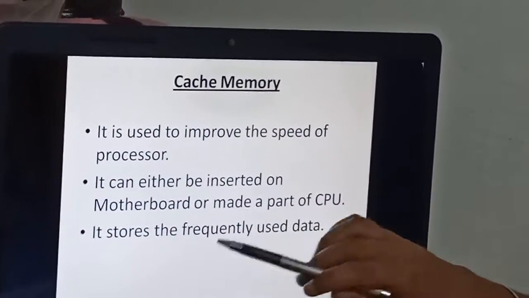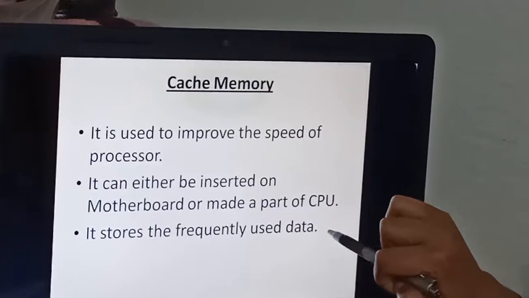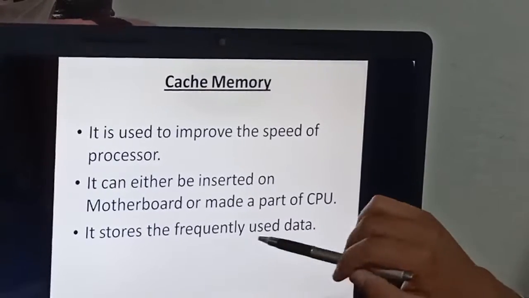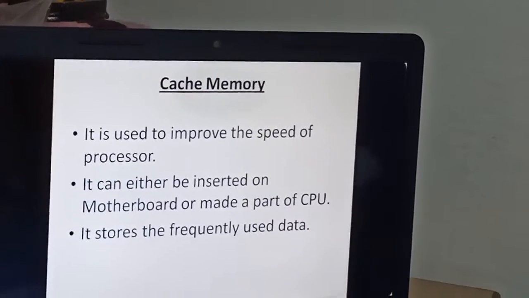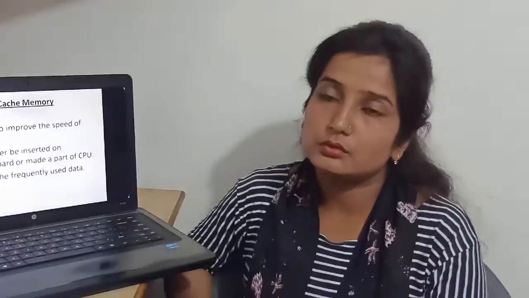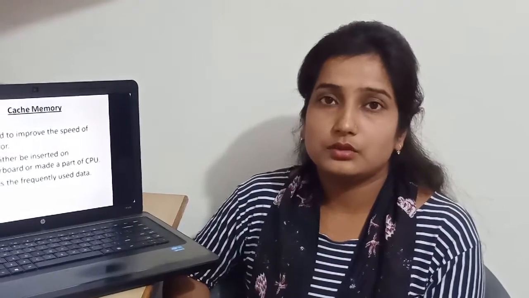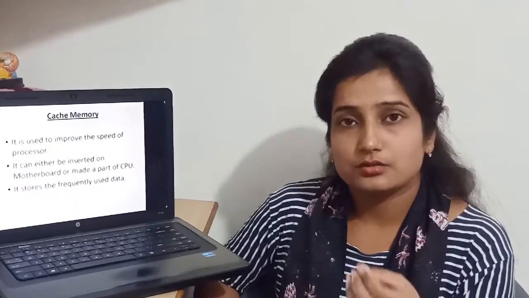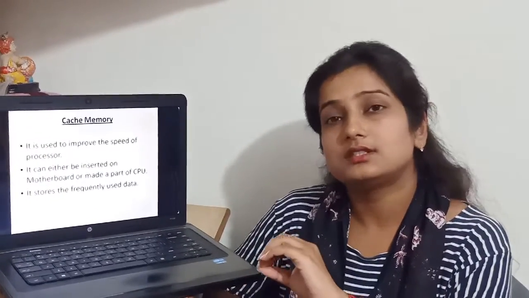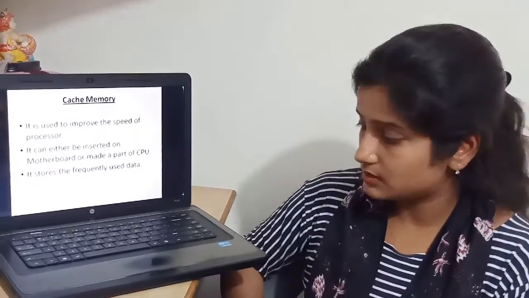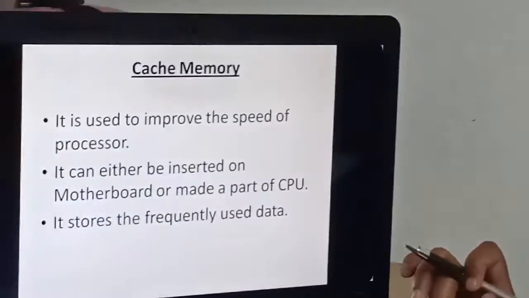It can either be inserted on the motherboard or be a part of your CPU. It stores the frequently used data. It only stores the frequently used data. It does not store all your data. It only stores the frequently used data the user is using again and again. That data is stored in the cache so that the speed of your processor gets increased. So this is cache memory.